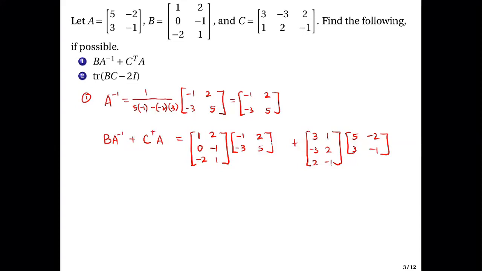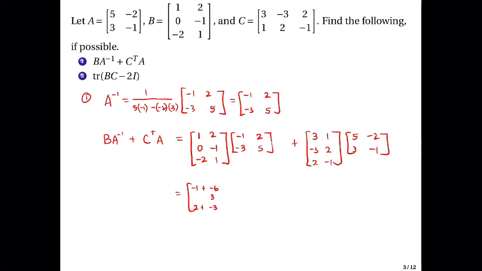Then let's do the multiplication. For the first one here, we have 1 times -1, so that's -1, plus 2 times -3, that's -6. And then for this, we have 0 times -1 plus -1 times -3, that's +3. Then here you have -2 times -1, that's 2, plus 1 times -3, that's -3.